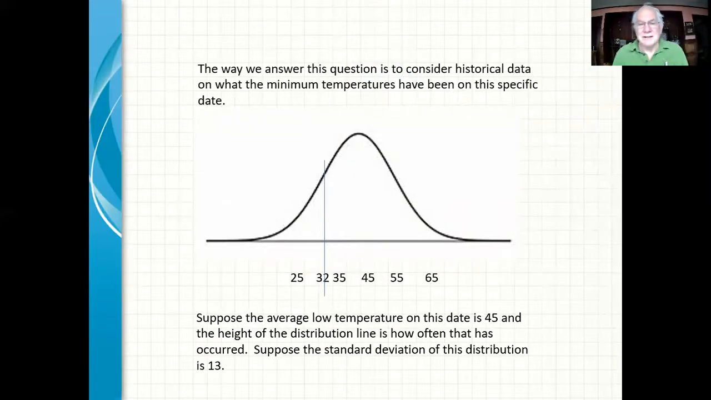The way we answer a question like that is we look at historical data for what minimum temperatures have been on this specific day. This is a graph of what something like that might look like, where for the given day we're talking about, the average temperature might be 45 and the standard deviation might be 13 degrees. Those are measurements that you've heard over and over again so far, what the average is and what the standard deviation is. That's coming up again, and here's a place where that's going to come back big time for us.